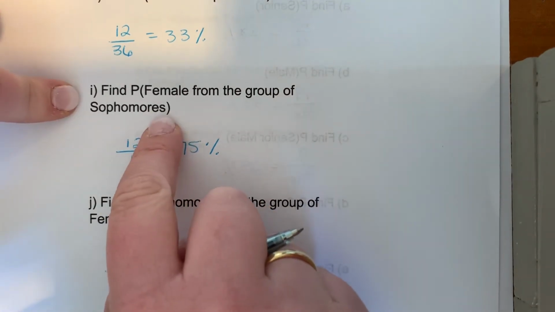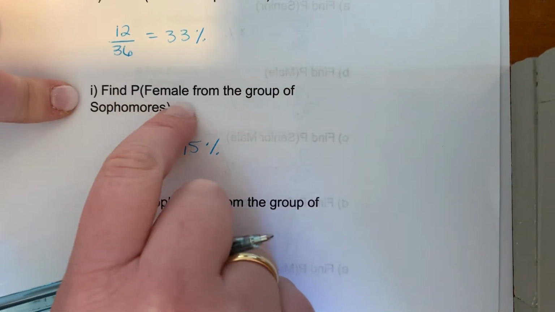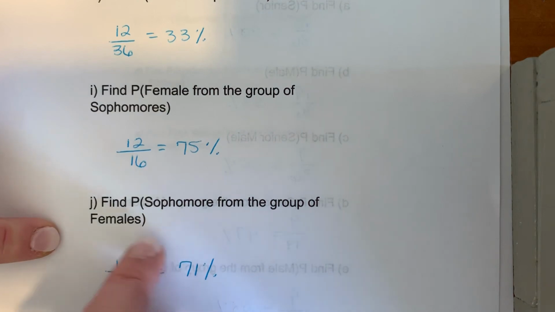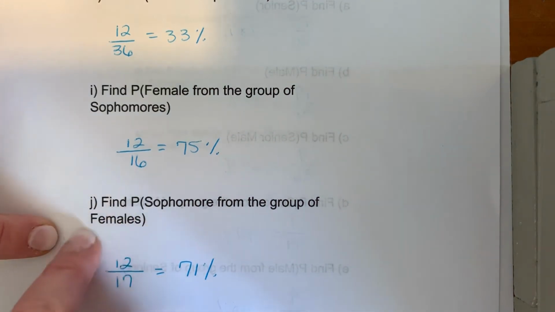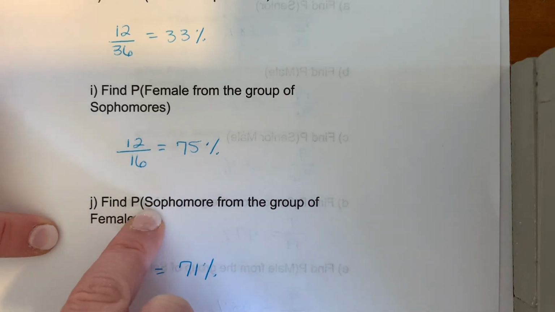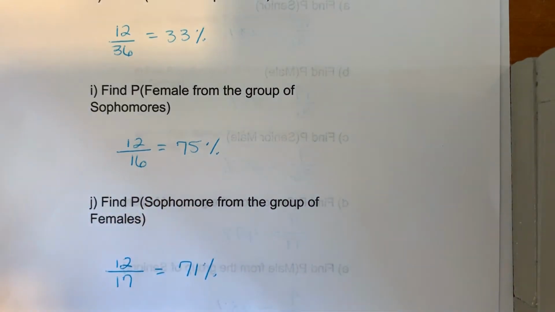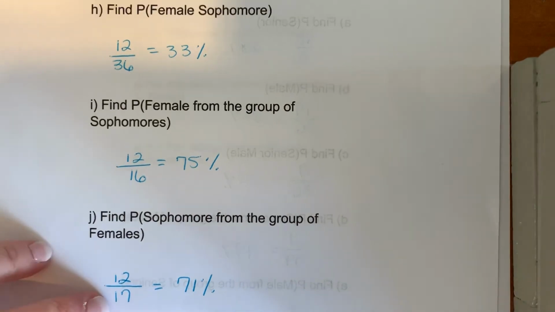So this one, we're just looking at the sophomores and picking a female. This one, we're looking at all females, doesn't matter what class they are, if they're a freshman, sophomore, junior, or senior. And what's the probability of picking a sophomore? Okay, so there is a difference. All right, next example.